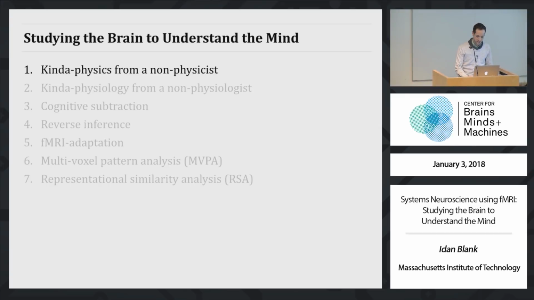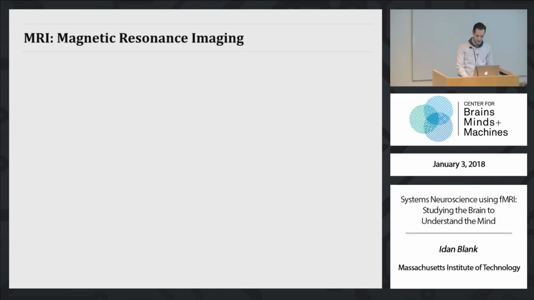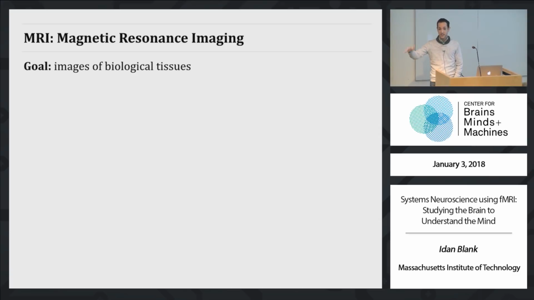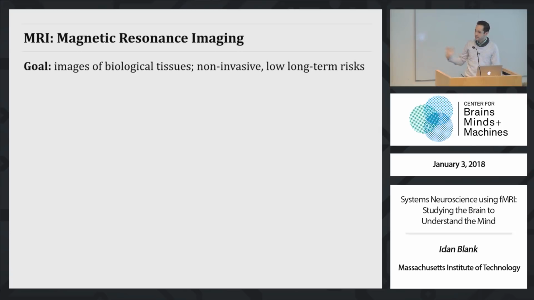OK, so let's start with how does MRI work? All right, so our goal when we use MRI is to get images of a biological tissue. And we're going to focus about the brain later, but this could be any biological tissue, right? You can use MRI to get an anatomical scan of any part of your body. And we want it to be non-invasive, obviously, and we want it to have relatively low long-term risks, not like X-rays, for example. But we have several challenges.